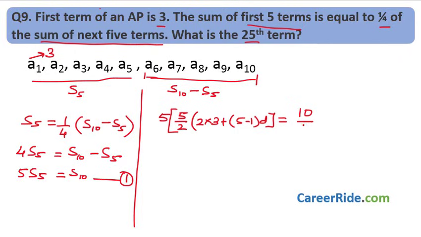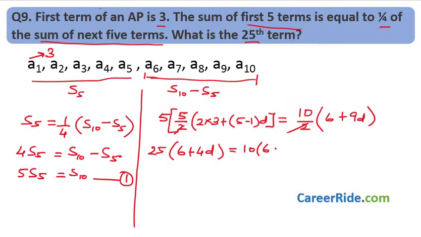10 by 2, n by 2 into twice of a, that is equal to 6 plus 10 minus 1, n minus 1 is 10 minus 1 is into d, right? So if I cancel out 2 from both the sides, it is equal to 25 into 6 plus 4d is equal to 10 into 6 plus 9d. This is what I get from here, okay?